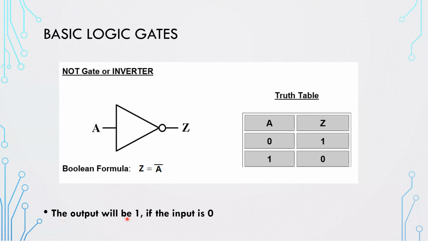So the output will be 1 if the input is 0. This is one piece of information that you can see, to know what we mean by NOT.